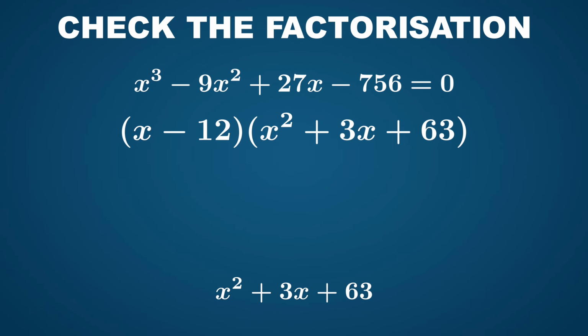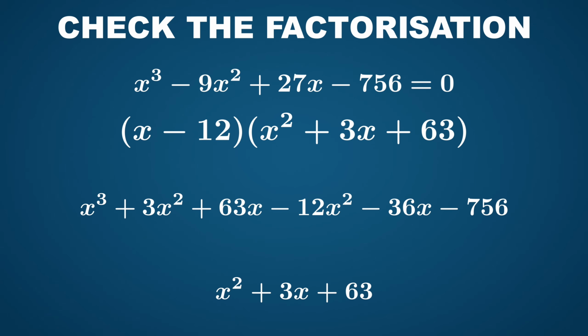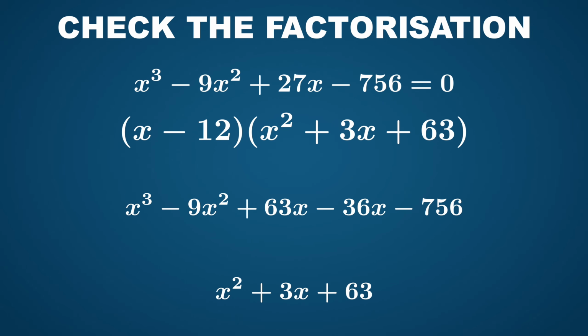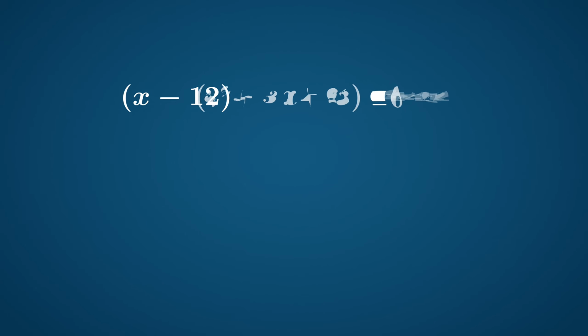We can expand that product and compare it with the cubic. X times x squared starts the expansion off with x cubed. X times 3x gives 3x squared, and x times 63 gives 63x. Negative 12 times x squared gives negative 12x squared. Negative 12 times 3x contributes a negative 36x. And negative 12 times 63 comes out to negative 756. Combining, 3x squared minus 12x squared is negative 9x squared. Also, 63x minus 36x combines into a positive 27x. That rebuilds x cubed minus 9x squared plus 27x minus 756. The factorization matches the original cubic exactly.